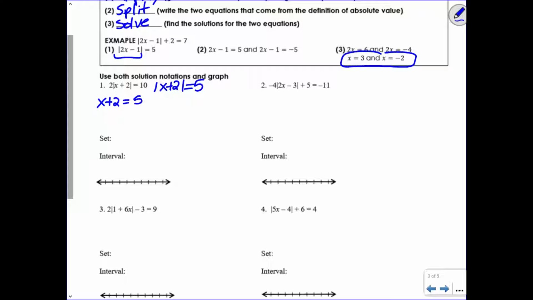Now what do I do? So I have the positive version and the negative version. You no longer write the absolute value bars when you do this split. Then what? Subtract the 2 in order to solve both of them. So I would get x equals 3 for this one, and x equals negative 3 for this one. What's the word that I would use? And or. Okay, that's all. Now we're going to graph it.